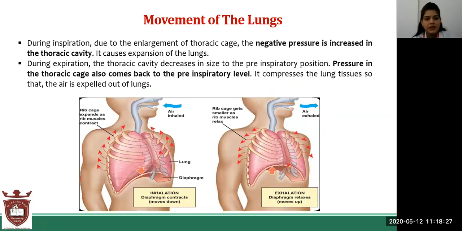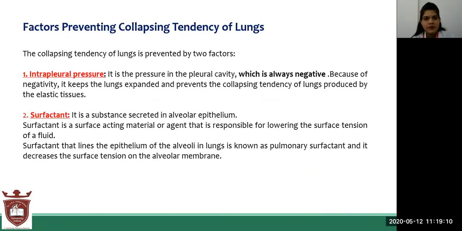So, movement of the lungs. During inspiration, due to the enlargement of the thoracic cage, the negative pressure increases in the thoracic cavity. It causes the expansion of the lungs. Negative pressure के कारण lungs expand हो जाते हैं, and during expiration, the thoracic cavity decreases in size to the pre-inspiratory position, and pressure in the thoracic cage comes back to the pre-inspiratory level, और जिसकी वजह से lungs compress हो जाते हैं और air easily expelled out of the lungs. Means here we'll see at the time of inhalation, diaphragm contracts and moves down, and at the time of exhalation, diaphragm relaxes, moves up.